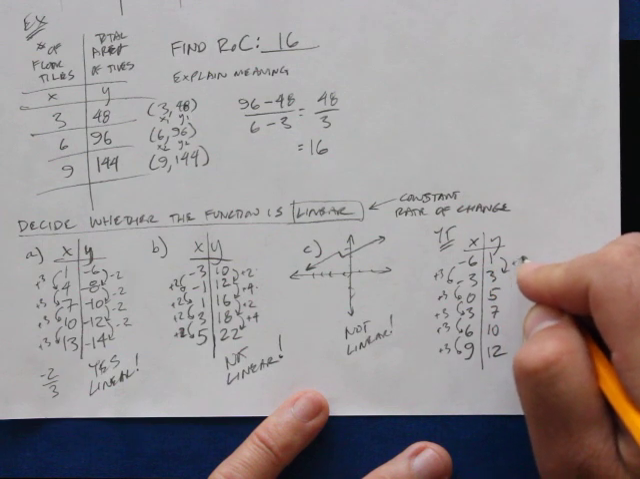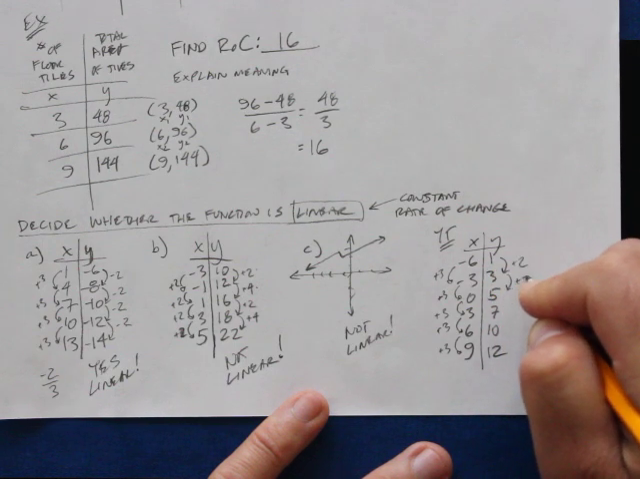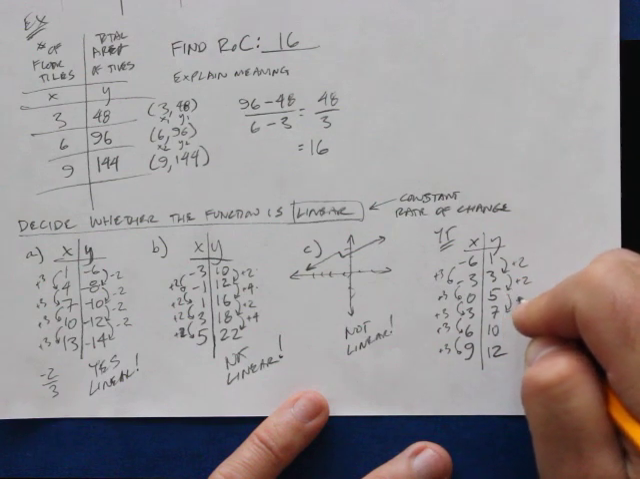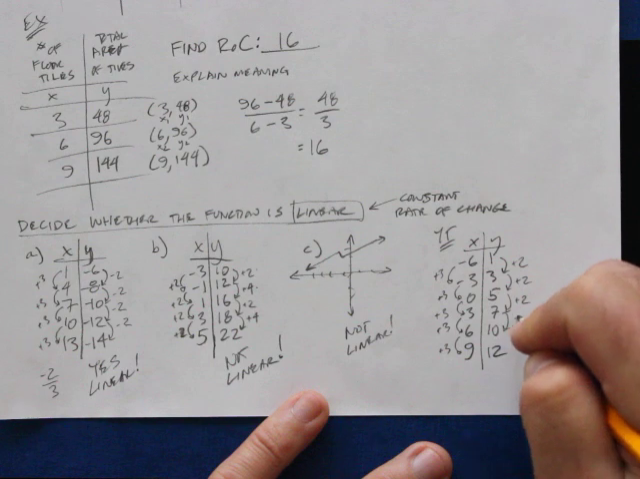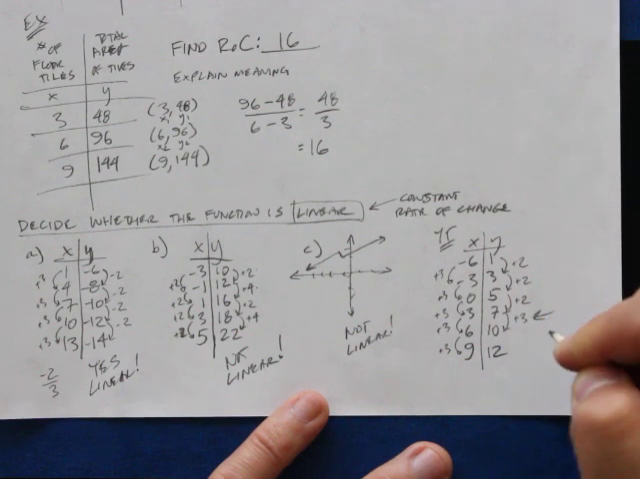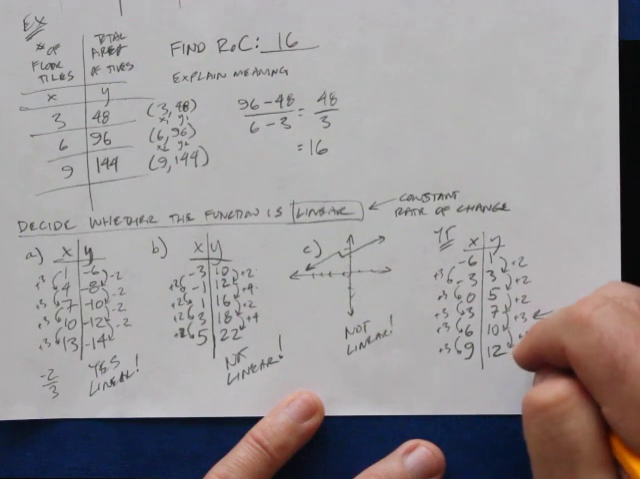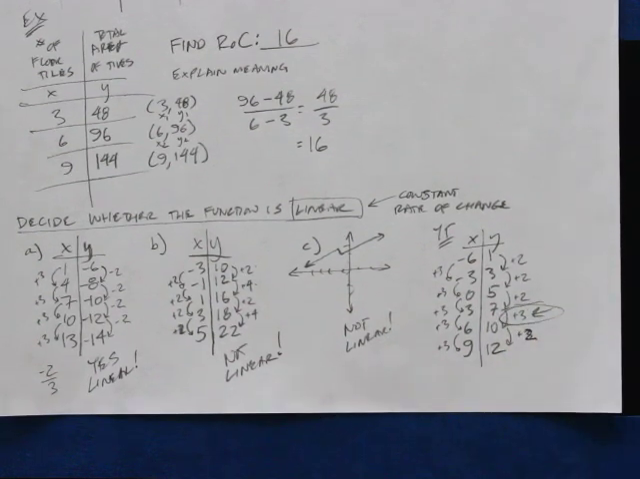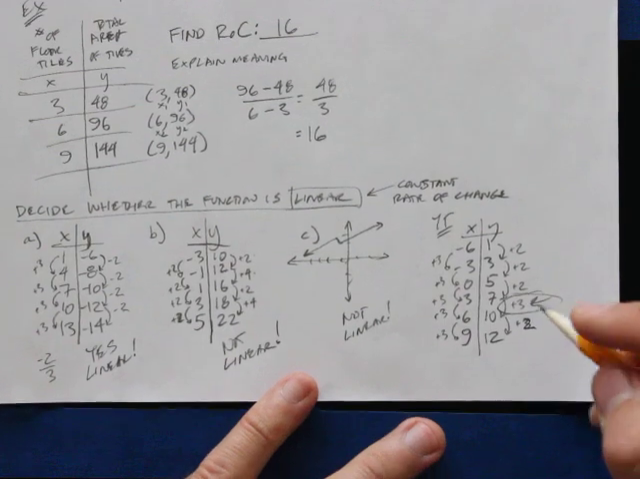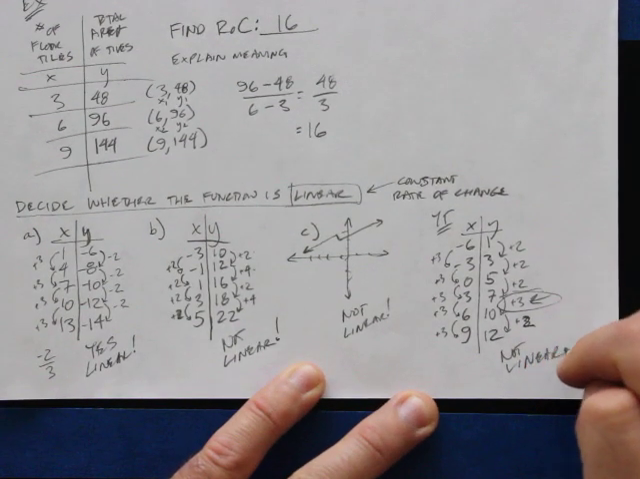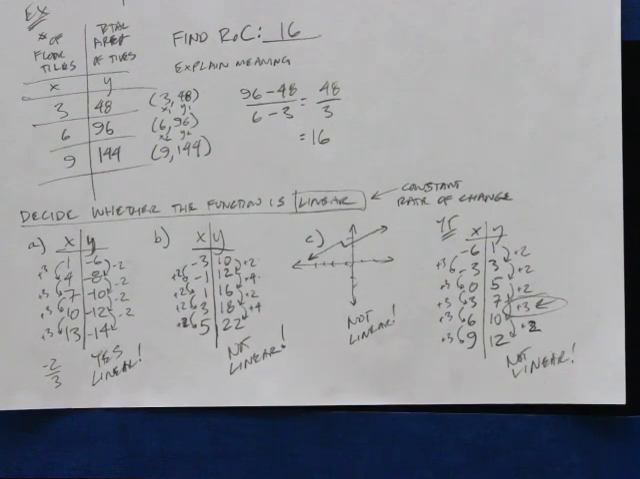1 to 3, that's +2. That looks good so far. 3 to 5 is +2. 5 to 7 is +2. 7 to 10 is +3. And 10 to 12 is +2, sorry. So here we have a problem, and that is enough to tell us this is not linear. It only takes one to mess up the whole bunch. All right, let's keep on moving.